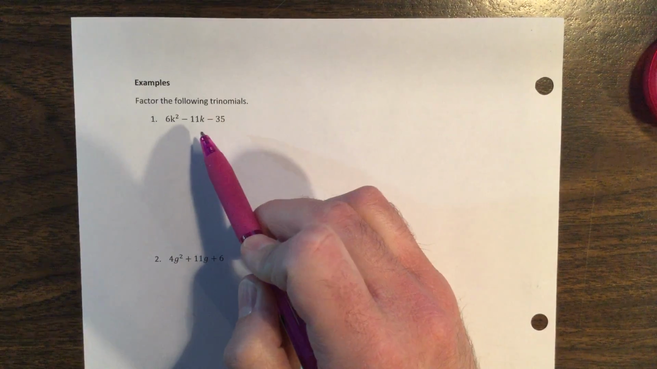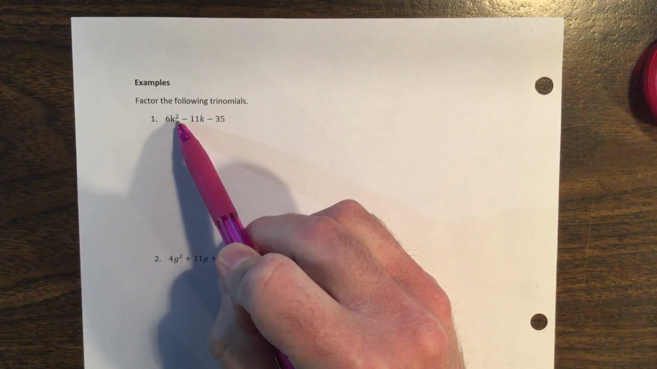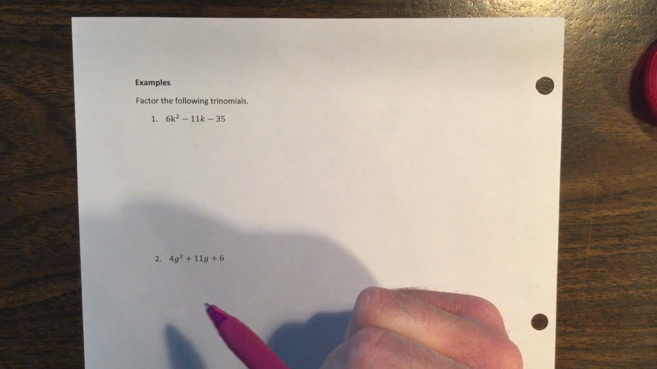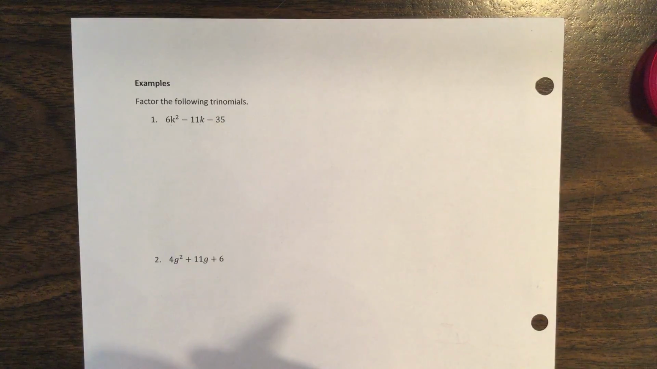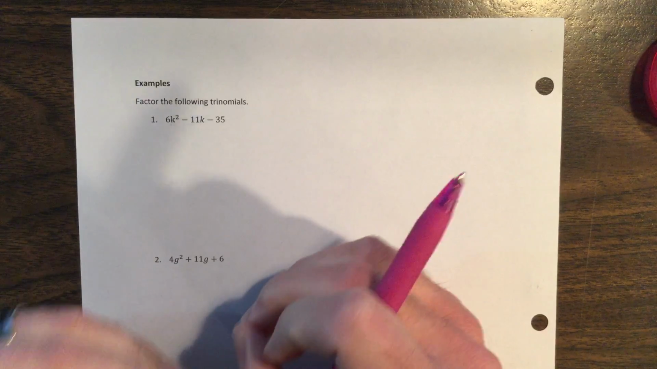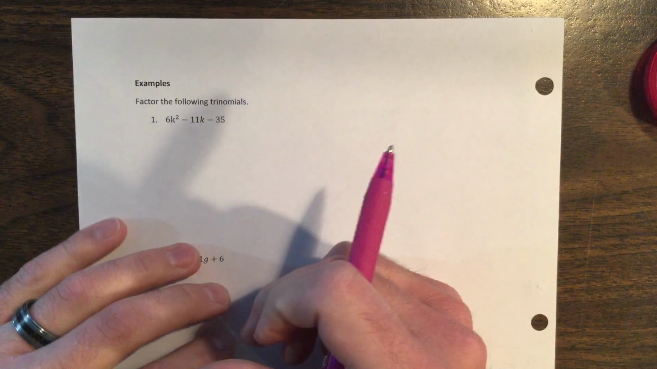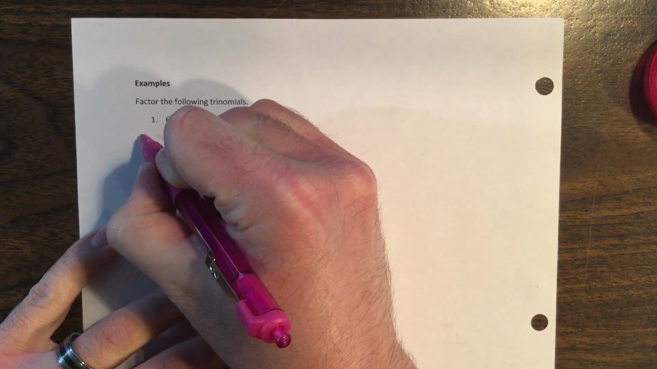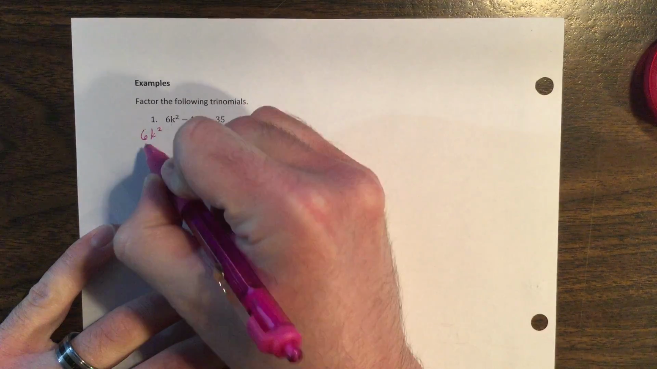So let's take a look at example number 1. Example number 1 is 6k squared minus 11k minus 35. Now what I'm going to do is try to go through and show you some of the little tips and tricks that we can do to find our values really quickly. And we're going to try that out.